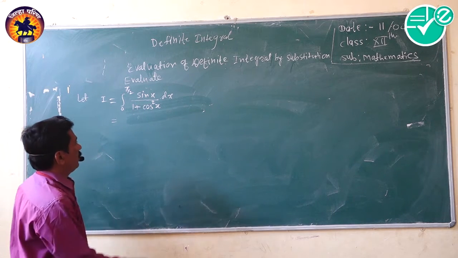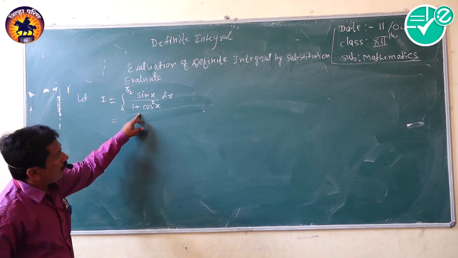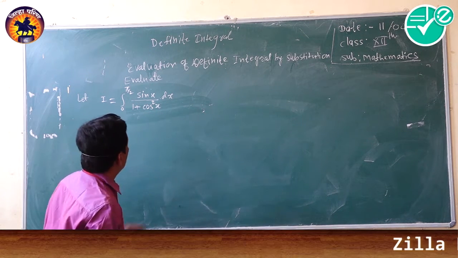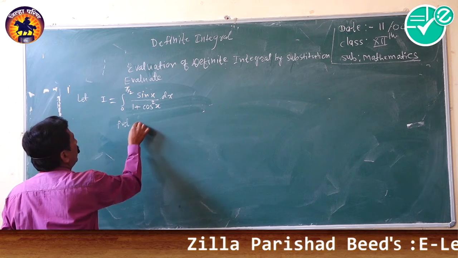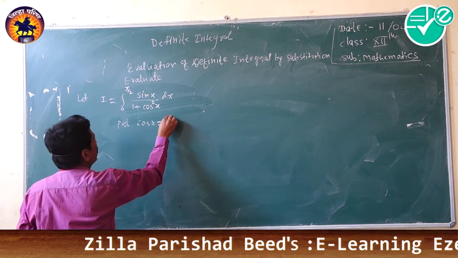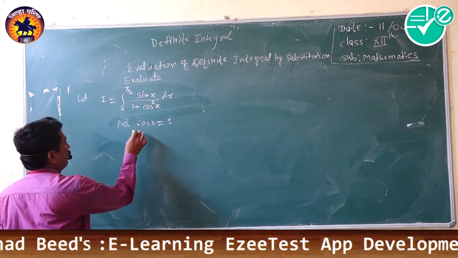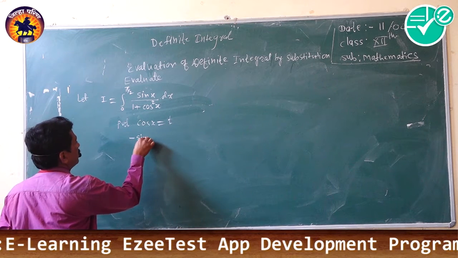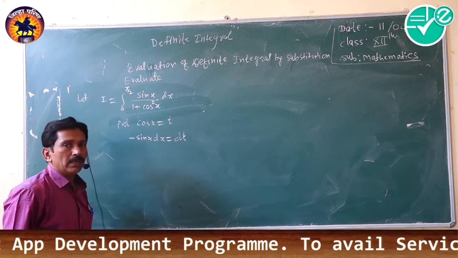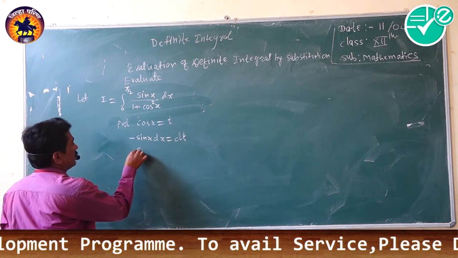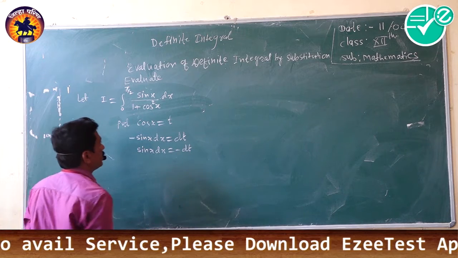Now we have to convert into a different integrable form. For that, put here cos x is equals to t. Now differentiating this, derivative of cos x is minus sin x dx is equals to dt, and therefore sin x dx is equals to minus dt.